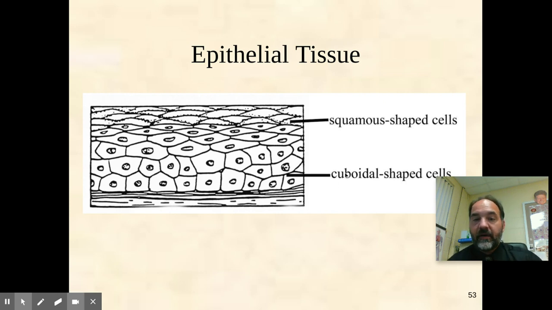I don't like how this diagram uses cuboidal shaped cells here because it can be misleading. This is simple squamous epithelial tissue.